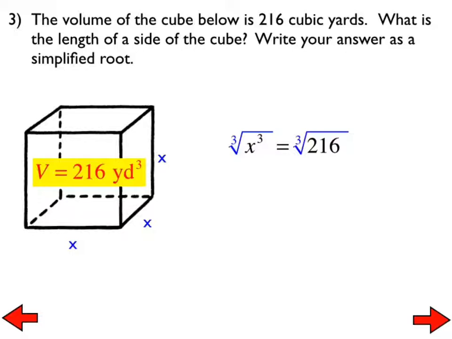This is not the first time we've done the cube root of 216, by the way. There's 6. 6 times 6 times 6 is 216. So that means the sides of that one are 6 yards. All right, everybody do number 4.